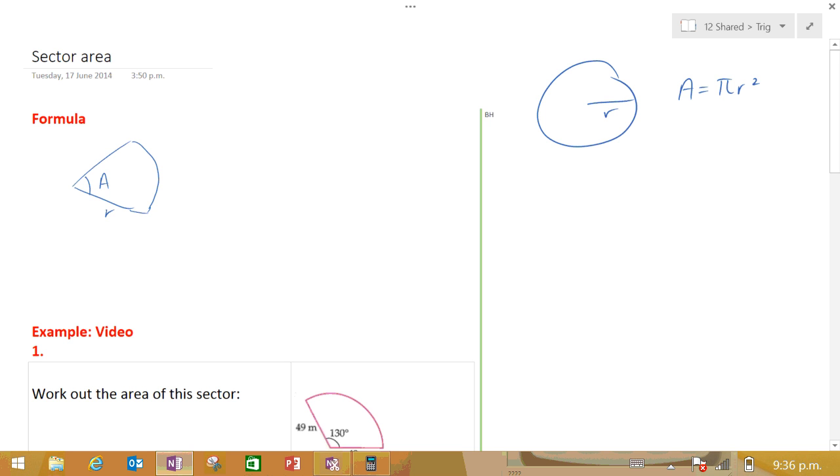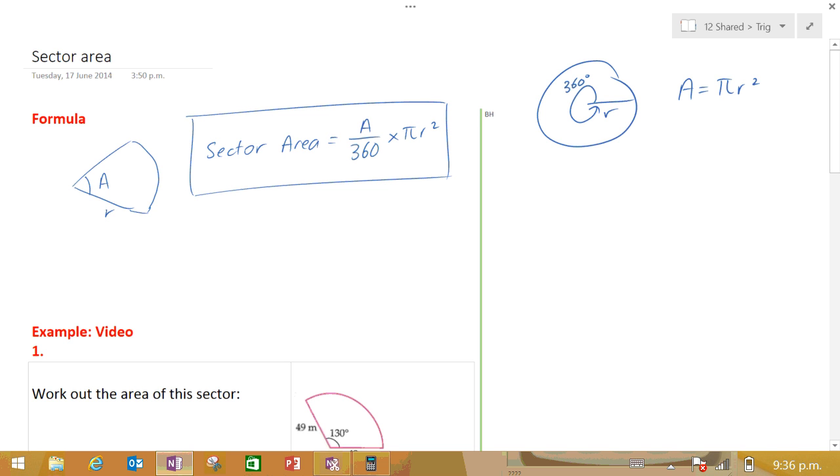And so, like with the arc length, we just need to work out the area as a fraction of the whole way around a circle, which is 360 degrees. So our formula for sector area is simply going to be the angle divided by 360 times pi r squared. And that's it. Couldn't get any easier than that.